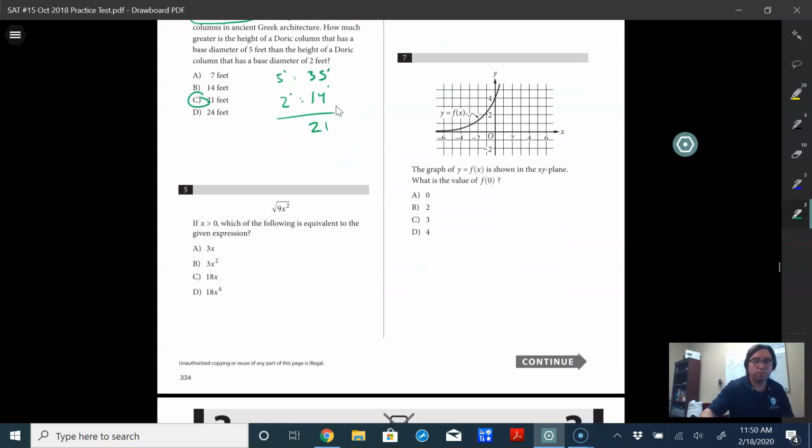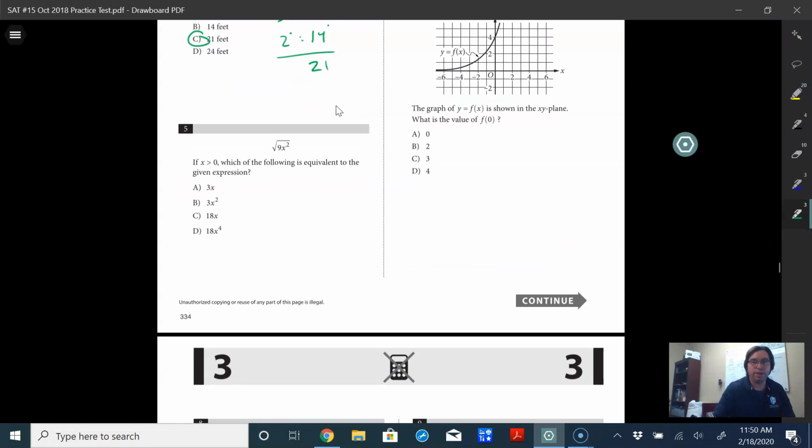Okay, so let's look at number 5. We see this variable underneath the radical, so that's going to tell us that we're dealing with a radical equation. And if x is greater than 0, which of the following is equivalent to the given expression?